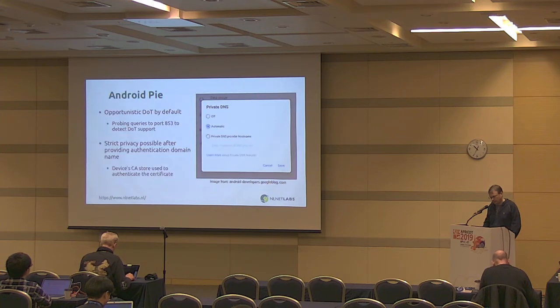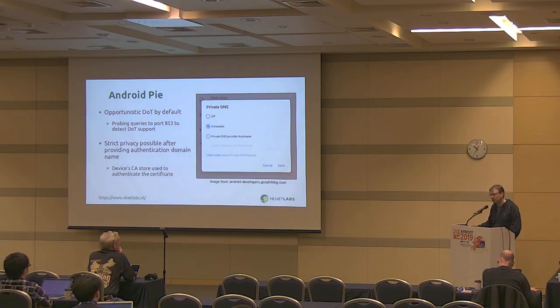Also, Android speaks DNS over TLS. Right now, I think by default, it is still off. Okay, so they try 853 now by default. So if you have an Android phone and whatever name server you have configured actually speaks DoT, then it just tries to do this.